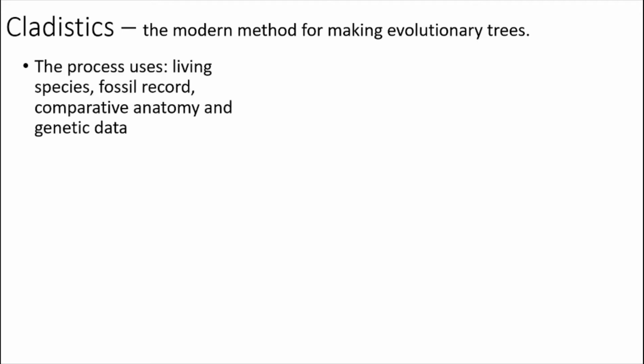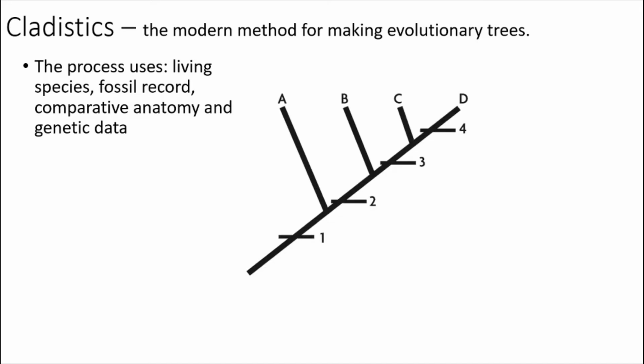Now, cladistics is the modern method for making evolutionary trees. The process uses several different types of scientific evidence, such as living species, the fossil record, comparative anatomy, genetic data, and many other factors as well. Let's take a look at an example cladogram.